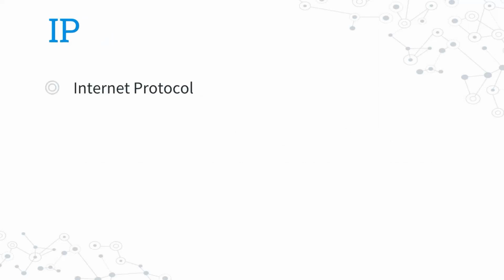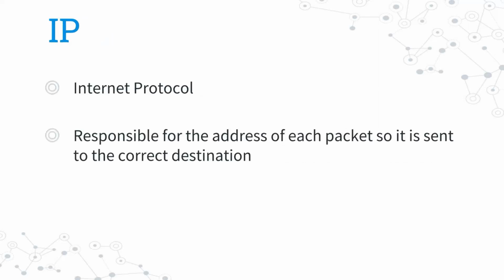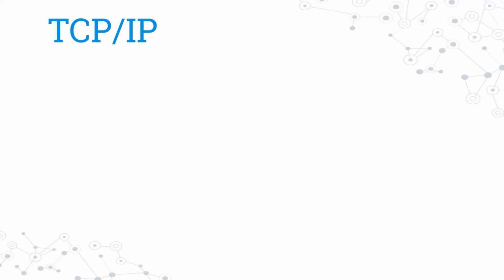Now, IP stands for the Internet Protocol. Now, what this does is that it is responsible for the address of each packet that is sent so that they are sent to the right destination. So that's basically what happens. TCP would split up the data into smaller packets. IP would make sure that all those packets are sent to the right destination. And then when all those packets have arrived at the destination, TCP takes over again and then reassembles all the smaller packets into the original data or file that was sent.